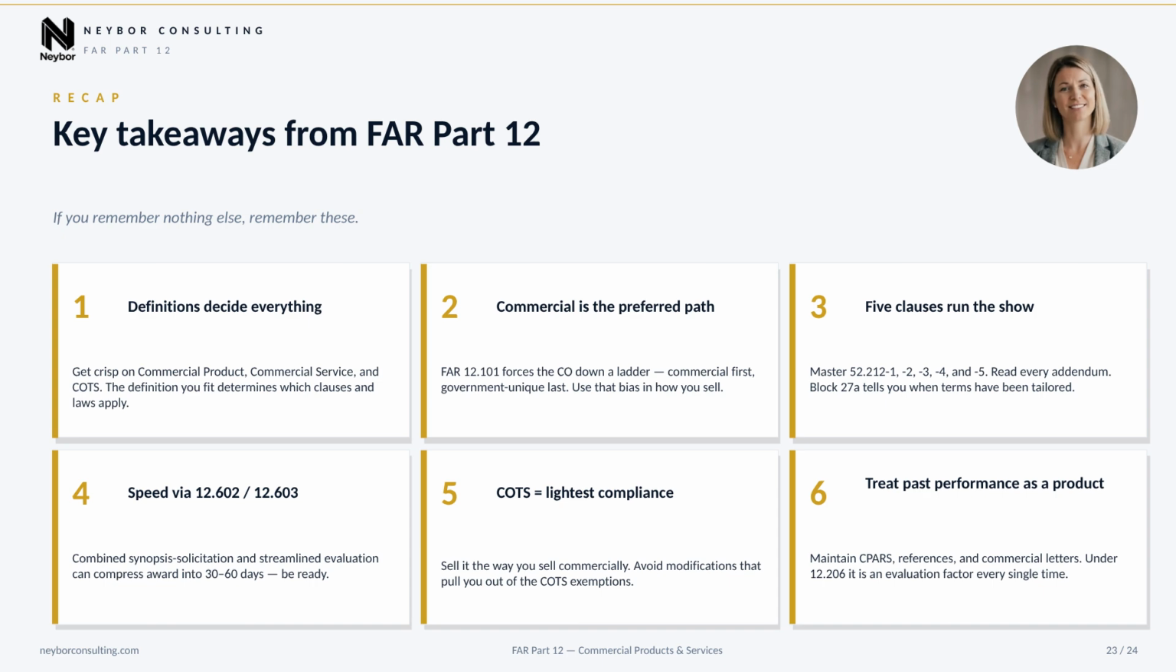5. COTS is the lightest compliance load. Sell to the government the way you sell commercially. Avoid modifications that pull you out of the COTS exemptions. And 6. Treat past performance as a product. Maintain CPARs, keep references warm, and capture commercial customer letters. Under 12.206, past performance is an evaluation factor on every commercial buy.